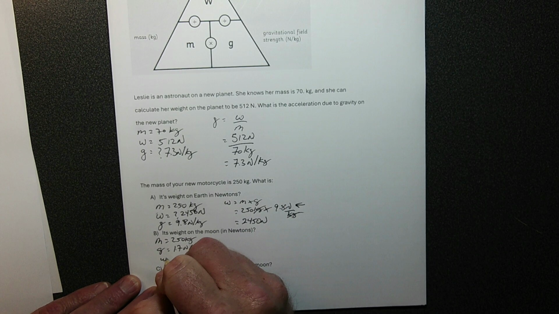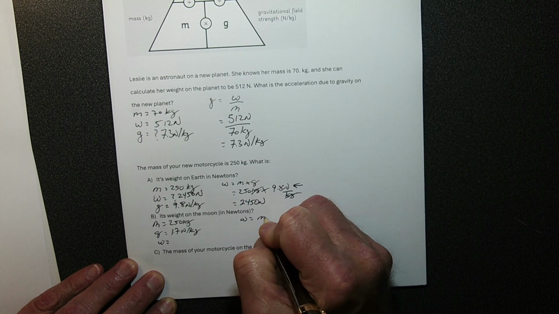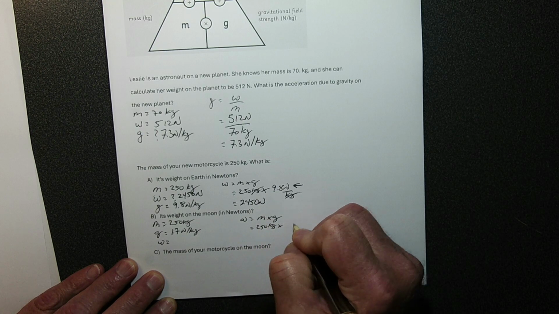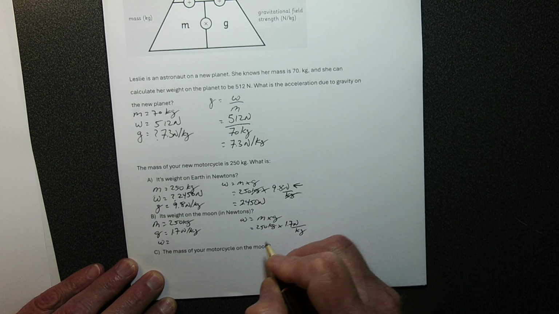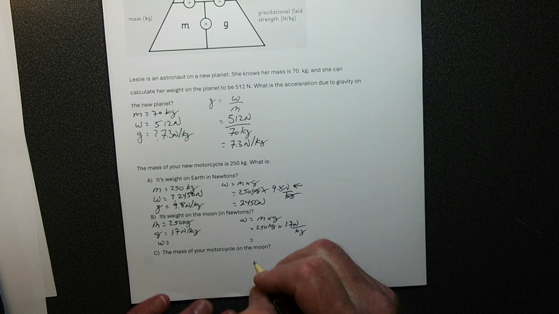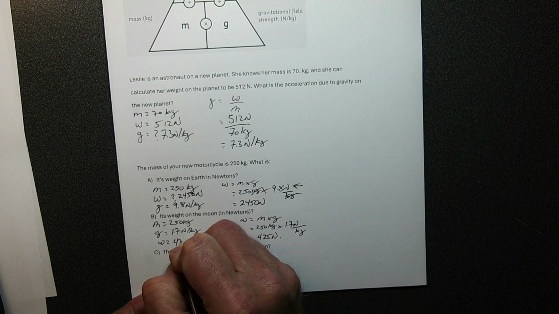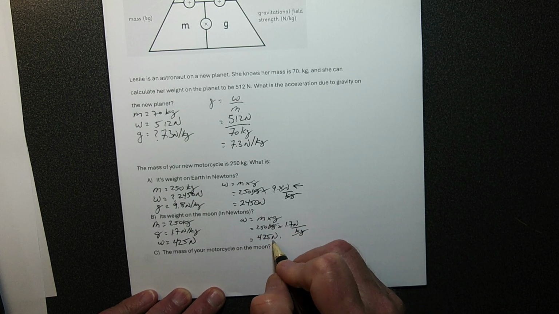So our weight is going to equal mass times gravity. So it's going to be 250 kilograms multiplied by 1.7 newtons per kilogram, which is going to equal something different this time. 250 times 1.7, 425 newtons. Okay, once again, the kilograms cancel each other, and you're left with newtons.